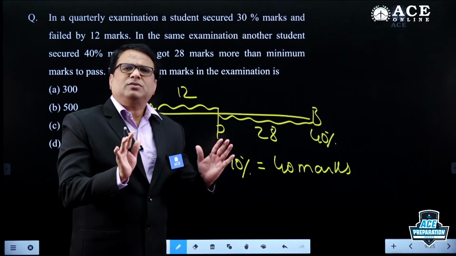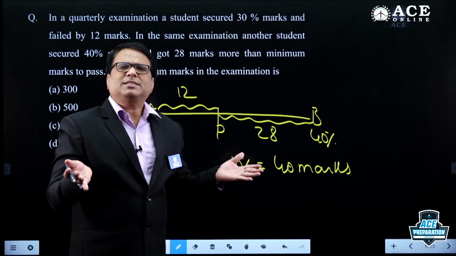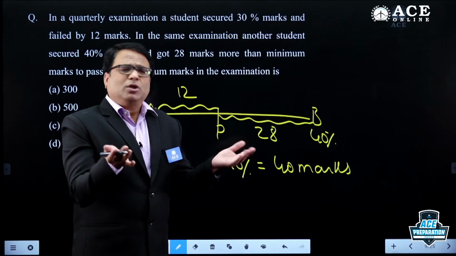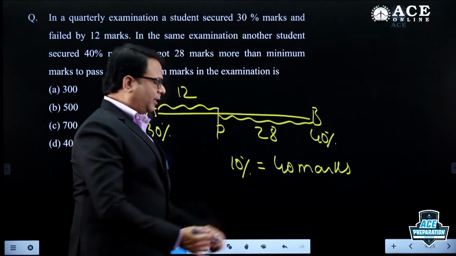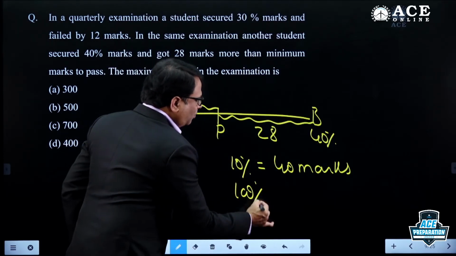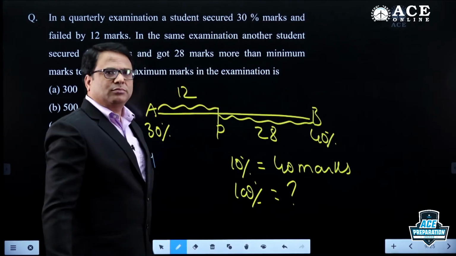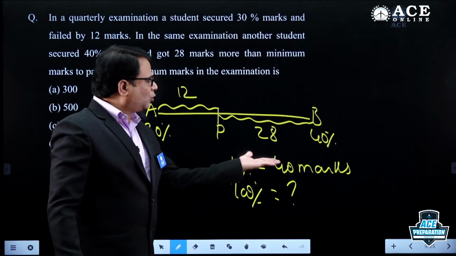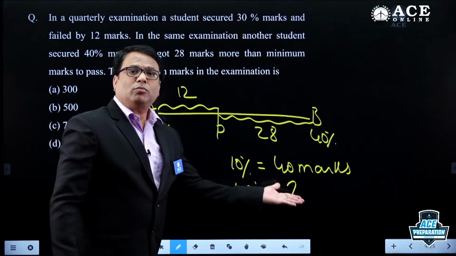And the question is, find the maximum marks. Maximum marks in the sense 100%. So if 10% is 40, 100% is how much? This is the question. When 10% is equal to 40, 100% is how much?